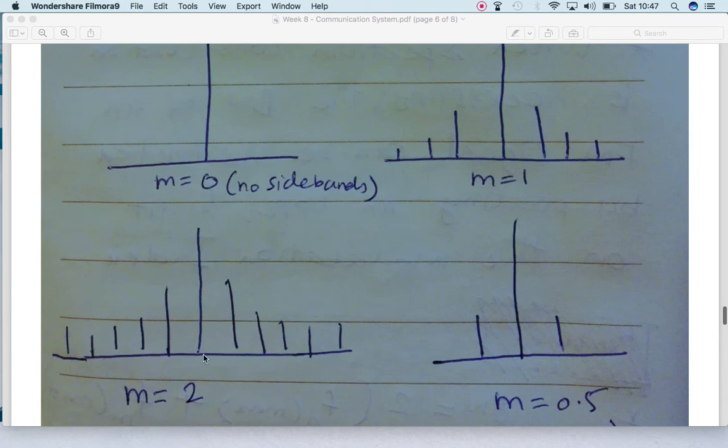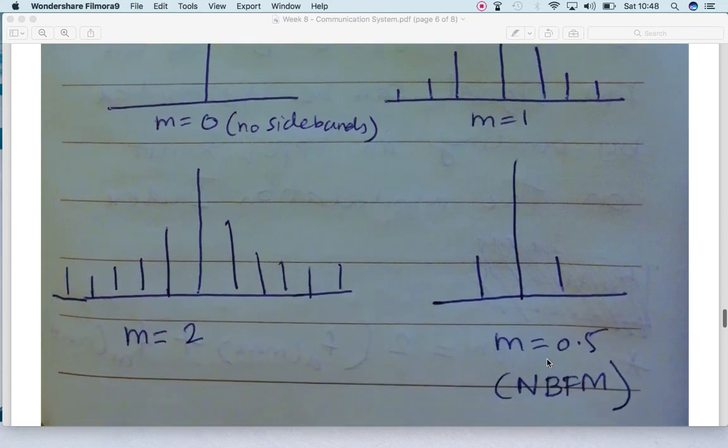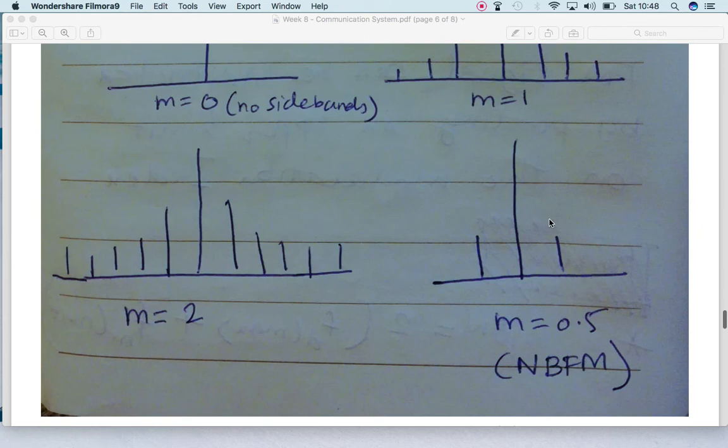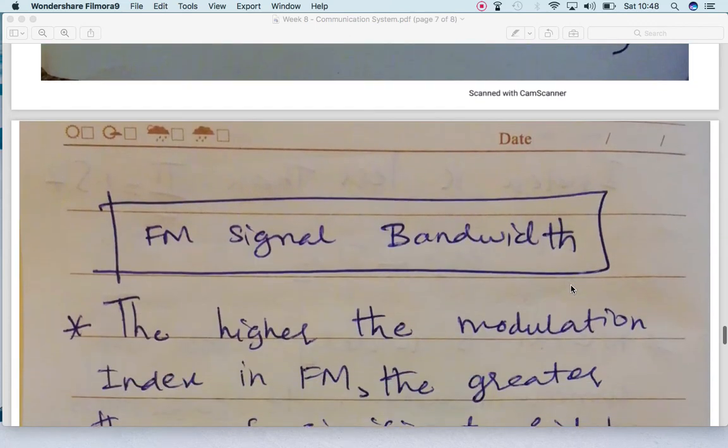Whenever we reduce the number of sidebands, as in this case, the signal to noise ratio decreases. Whenever we have a narrowband FM in which we have just the first order sideband on the right and the first order sideband on the left hand side, then only these two sidebands are representing the information, and the signal to noise ratio is greatly reduced, but it is recoverable. So this is the case over here. Let's move to the next topic, which is the FM signal bandwidth.